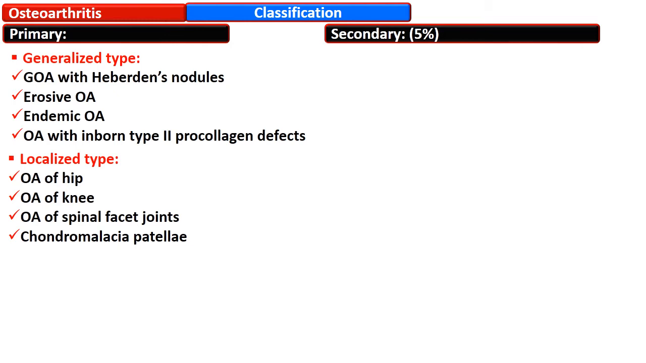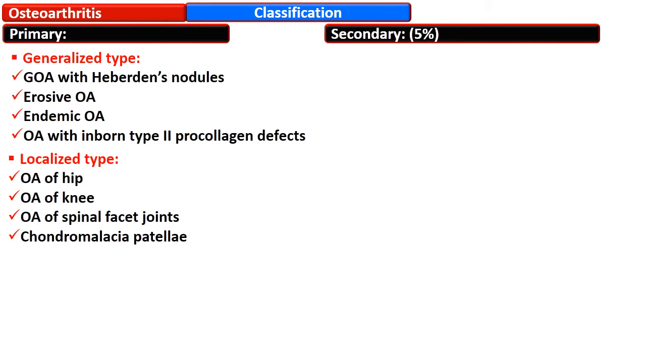Then there is a term, chondromalacia patellae, in which the osteoarthritis affects the patellar surface of the femoral condyles of young people.